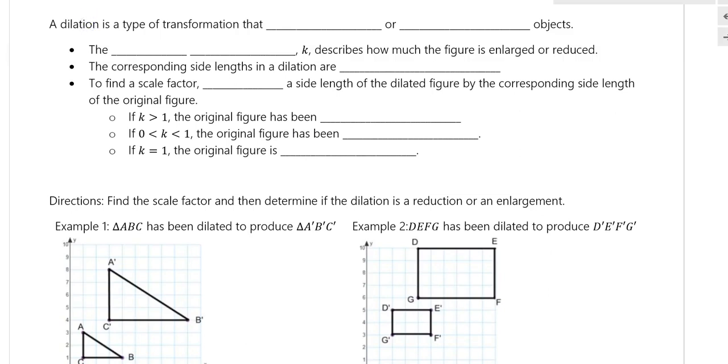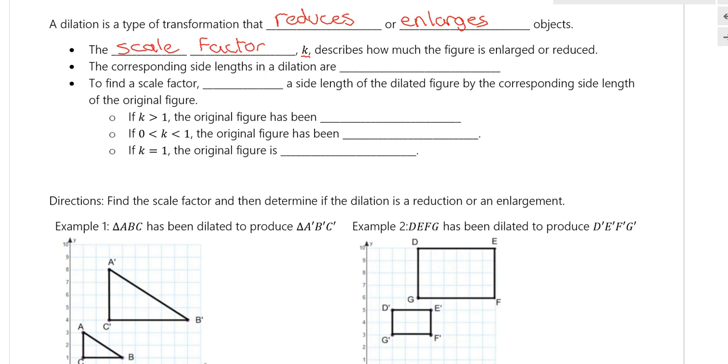So a dilation is a type of transformation that reduces or enlarges objects. Okay. We have the scale factor, which is represented by the letter K, right? And that describes how much the figure is enlarged or reduced. It's a number that will tell you if it's doubling in size, it's going to be 2. If it's being cut in half, right, it'll be half.